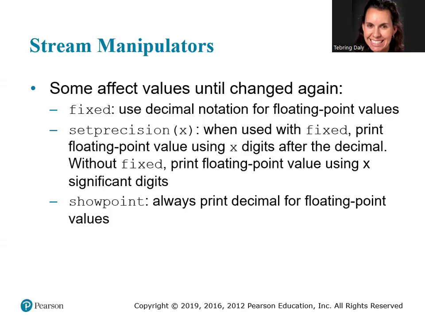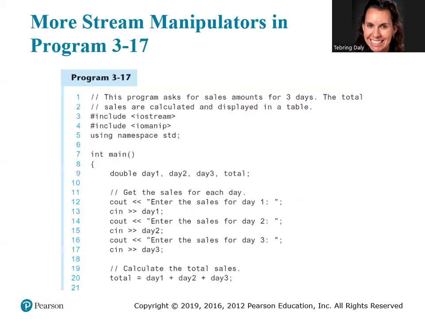So typically use 2. But show point is going to also count the number of integer numbers we have, whereas set precision only counts the number of decimal numbers. So if you wanted your number to have the same number of integers and decimals, which typically you don't want to do, but if you wanted that, you could do that, and I'll show you the difference. But here, I think I have it on the next slide.